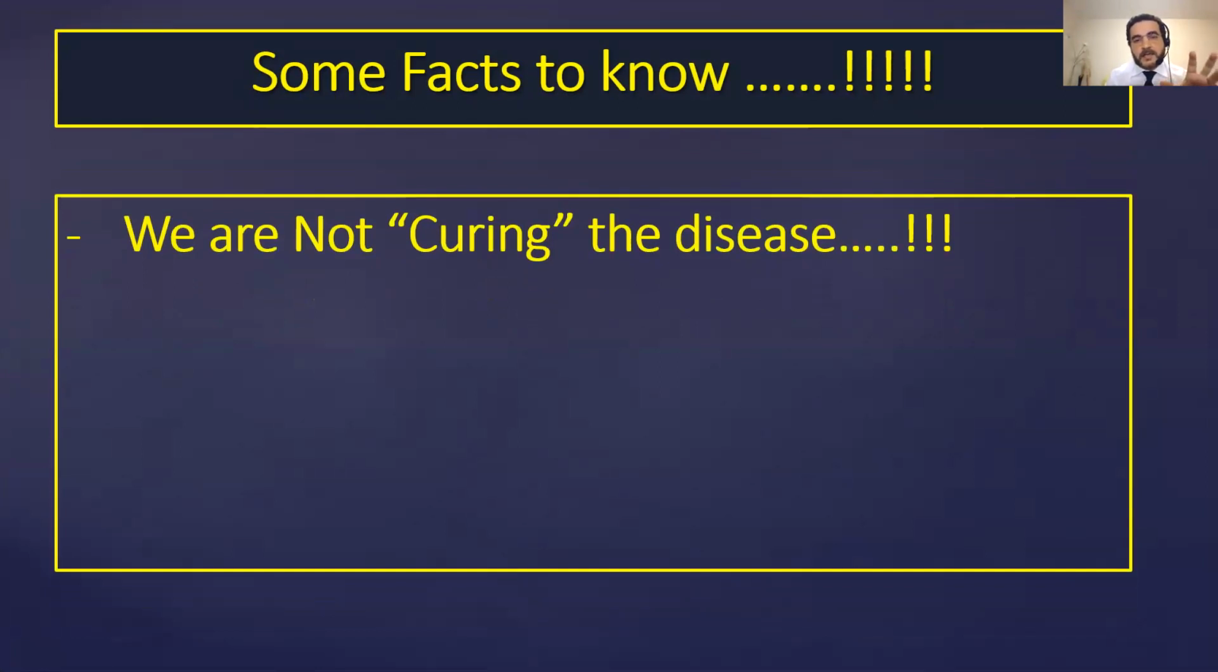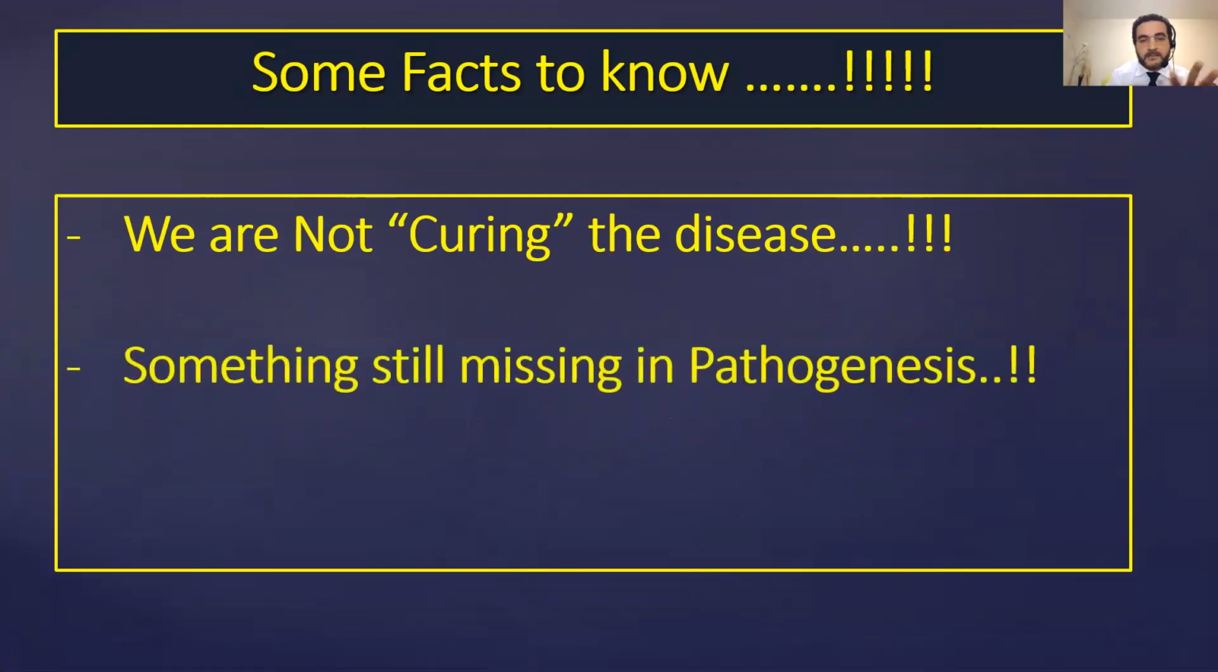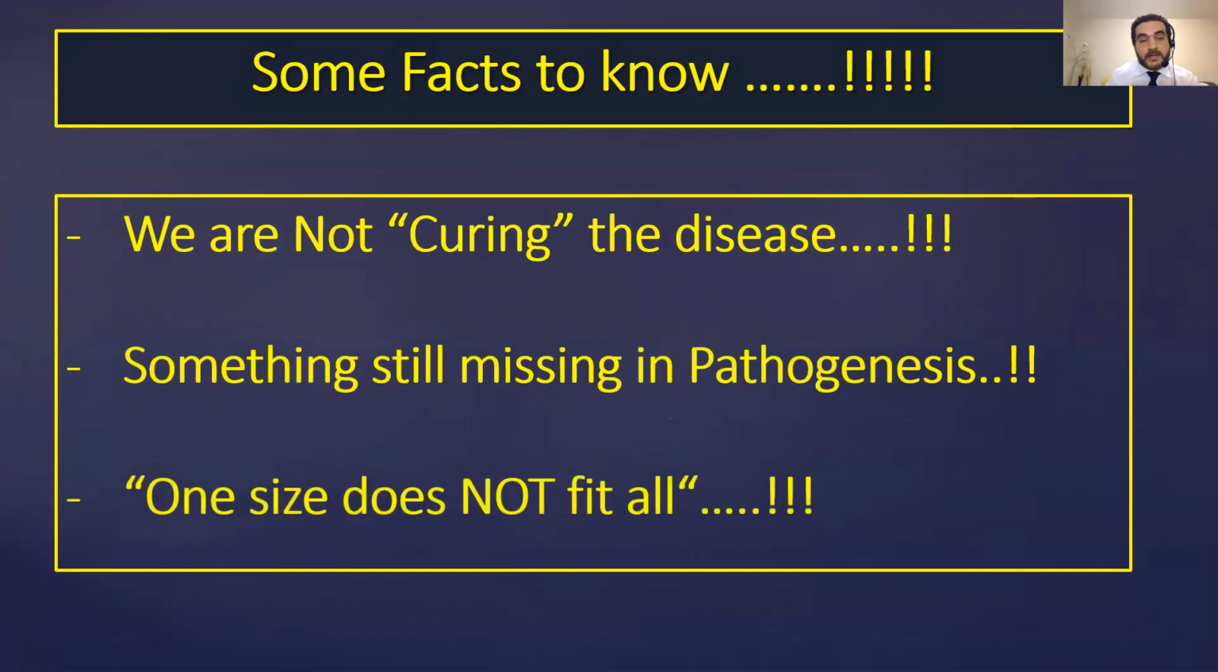The disease, diabetes, is incurable. We are just treating the DME, so we have to accept this fact. Another fact, as I mentioned, is that we are still missing something in the pathogenesis of the disease. One more thing, and the last thing, is that one size does not fit all. We cannot treat the DME with a single treatment or single drug or single protocol. We have to use all our weapons, especially the newly coming drugs, to help us.